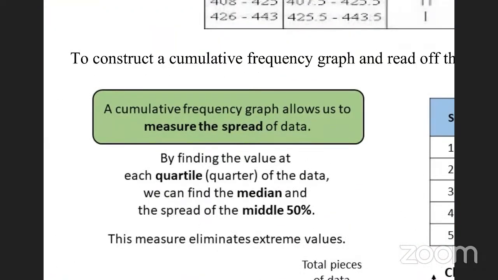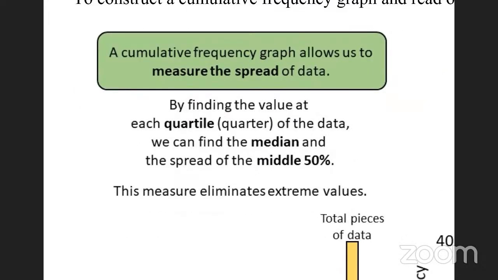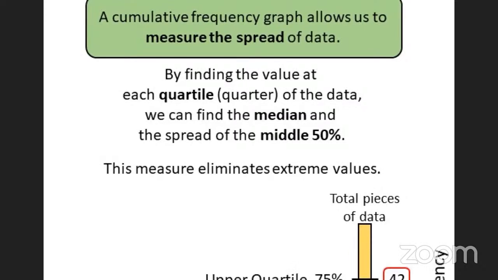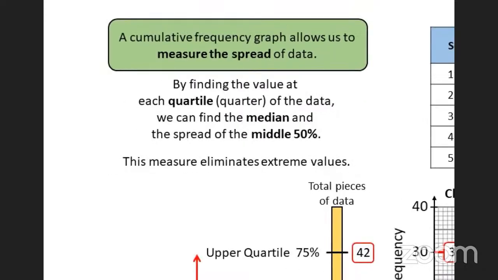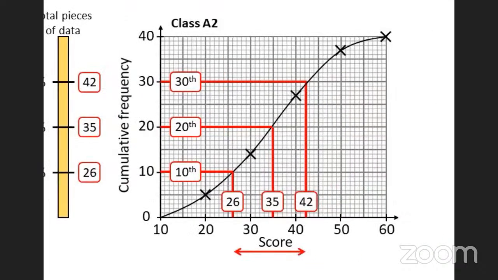A cumulative frequency graph allows us to measure the spread of data. By finding the value for each quarter or quartile, we can determine the median, which is the middle, and so on. Here is an example for you to remember how to get lower quartile, median, and upper quartile. Lower quartile is 25% of the way, median is 50%, upper quartile 75%. This is the shape of a cumulative frequency graph. Everybody okay with that? Every time you draw a graph, which we will do one, the graph will look like that, and it shows you there how to read off the quartiles.